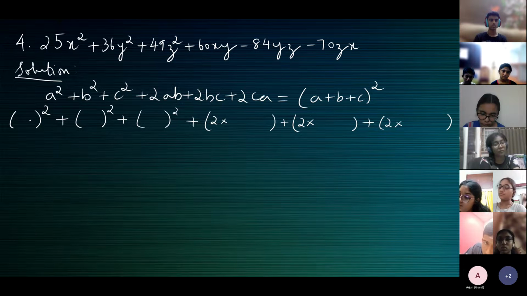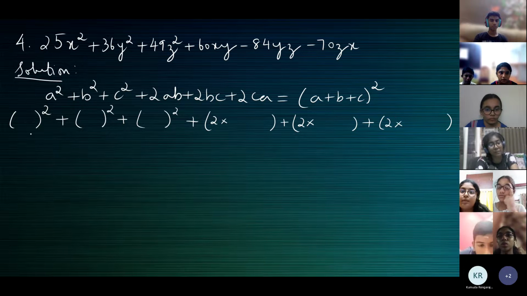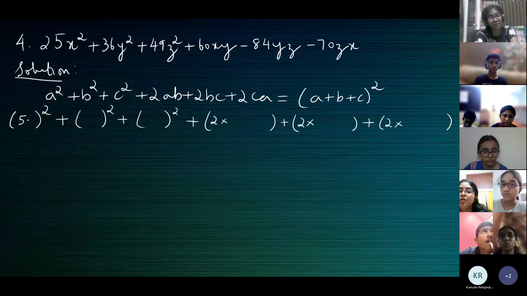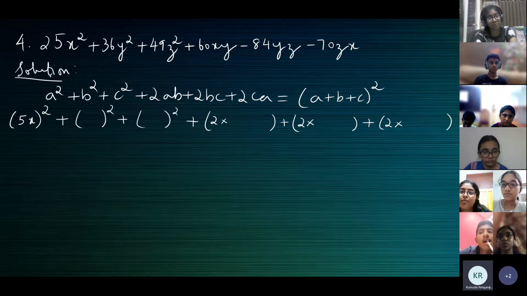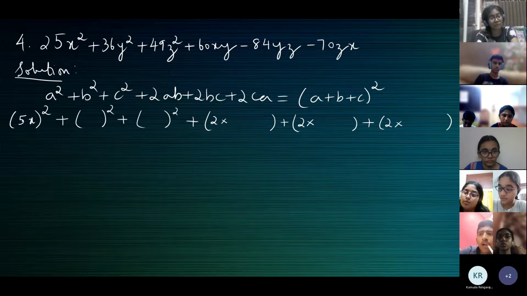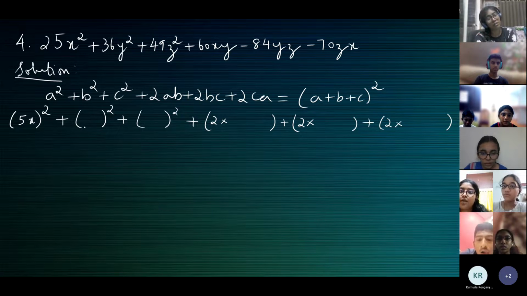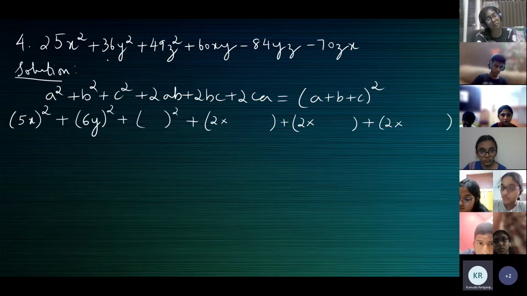So what should I write in the first bracket? 5x. Because 5 square is 25 and x square. So 5x the whole square is 25x square. What should I write in the second bracket? 6y. Because 6 square is 36 and y square.